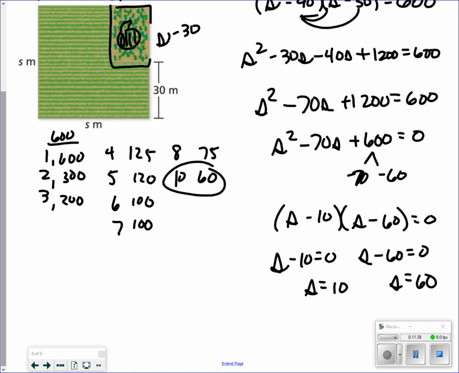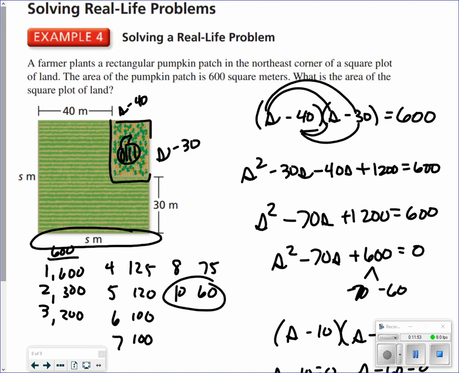Now, let's talk about this just a little bit. Can this side really be 10? Is that even possible? If I put 10 in, wouldn't this be a side of negative 30? And this would be a side of negative 20? And you can't have a dimension of something be negative. But I can put in 60. 60 minus 40 would be 20. And 60 minus 30 would be 30. And so this is a 20 by 30 pumpkin patch.